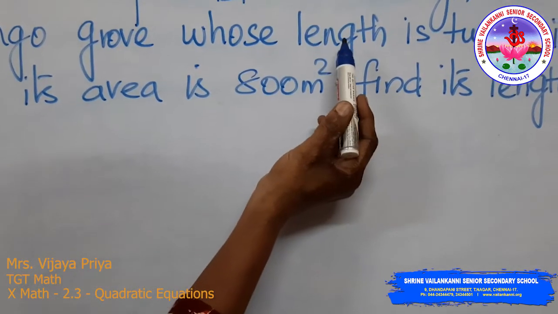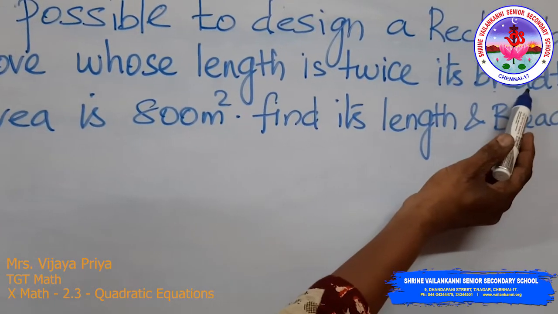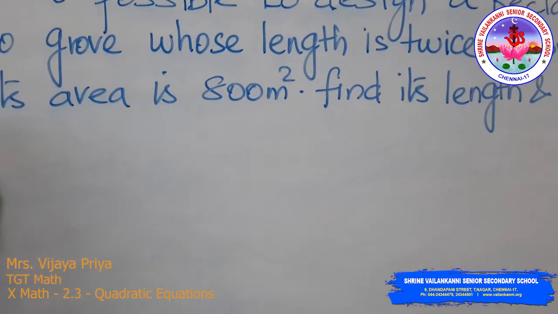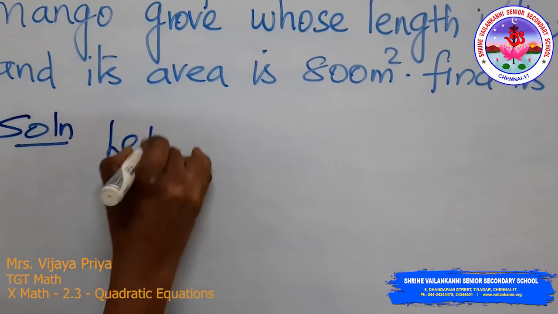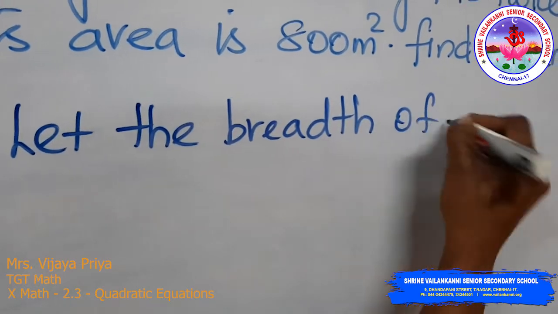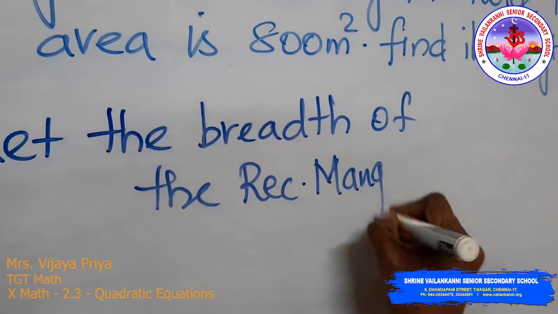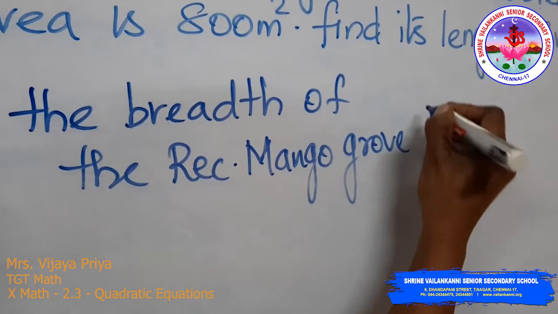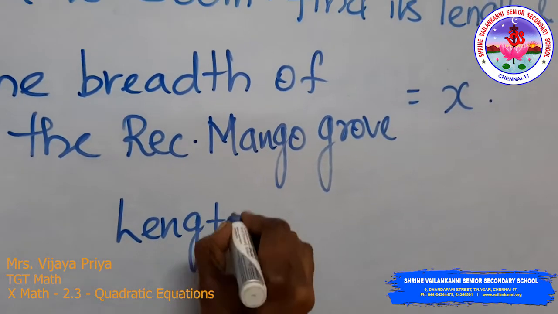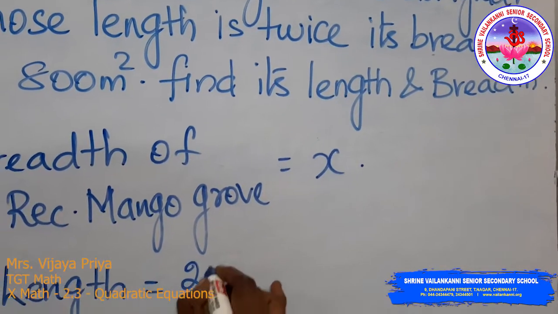He was telling you that the length of the grove is twice its breadth. So we are going to assume the breadth as x now. Let the breadth of the rectangular mango grove be equal to x. Therefore its length is equal to twice its breadth, so you will have 2x.